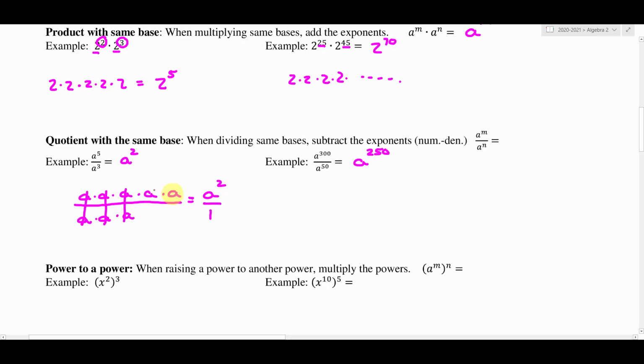And it's a lot quicker than writing it out like this. So if I can remember this rule where I know I'm going to subtract the exponents, I can save myself a lot of time. Right? So if I have a situation like this where I have the same base, I can figure out what my new expression is going to be by subtracting the exponents. So we would do m minus n.